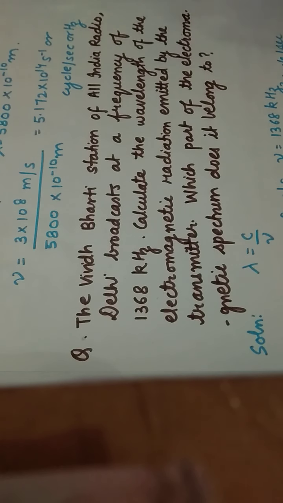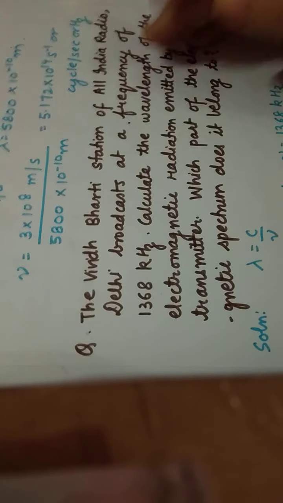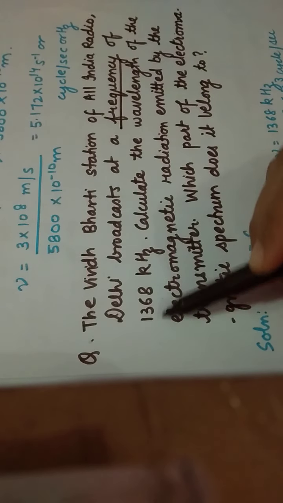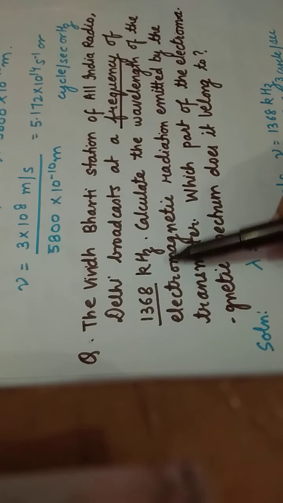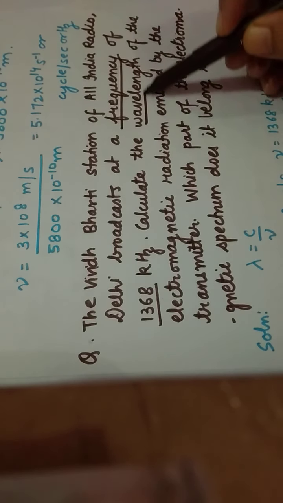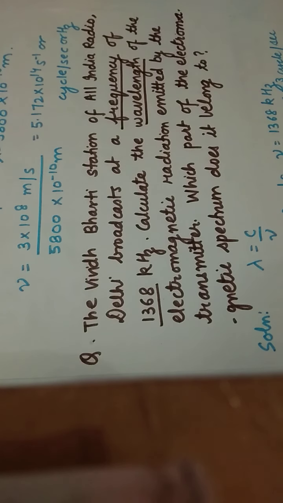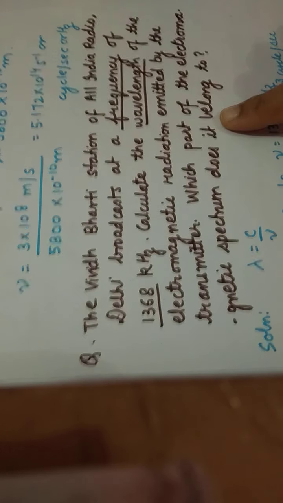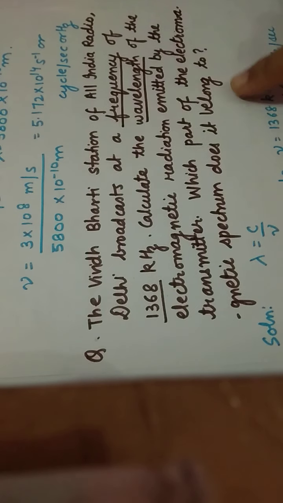Now children, next question. The Vivid Bharati station of All India Radio Delhi broadcasts a frequency of 1368 kHz. Underline the main points. Frequency is given, children. Frequency nu is equal to 1368 kHz. Unit you should know, kilohertz it is given. Now what is asked is the wavelength of the electromagnetic radiation emitted by the transmitter. Frequency is given, you need to find out the value of wavelength. Okay. And one more question is there, which part of the electromagnetic radiation or spectrum does it belong to?